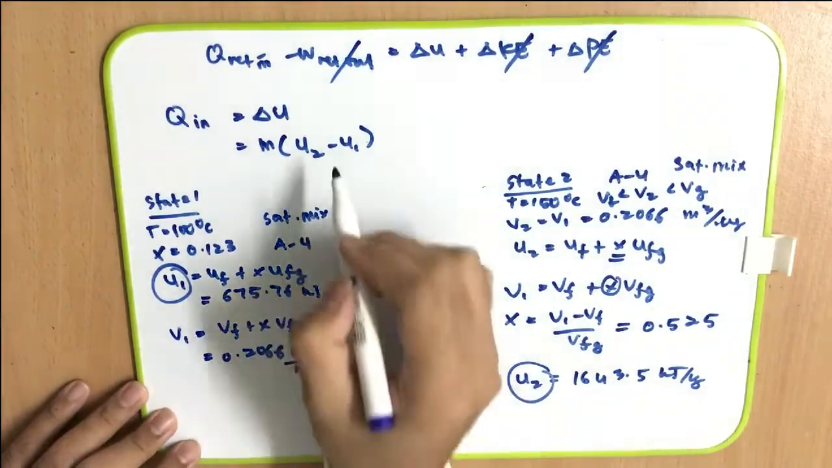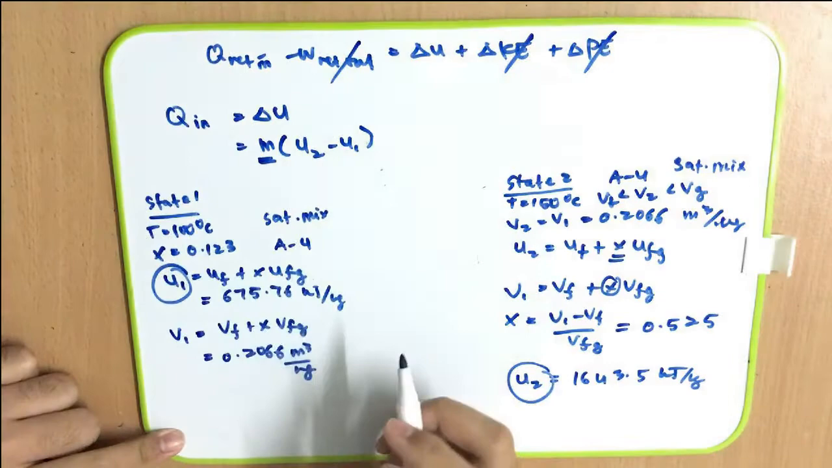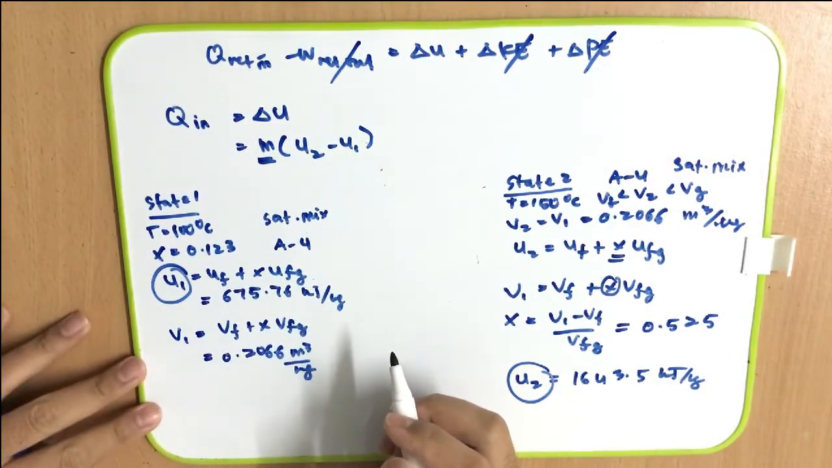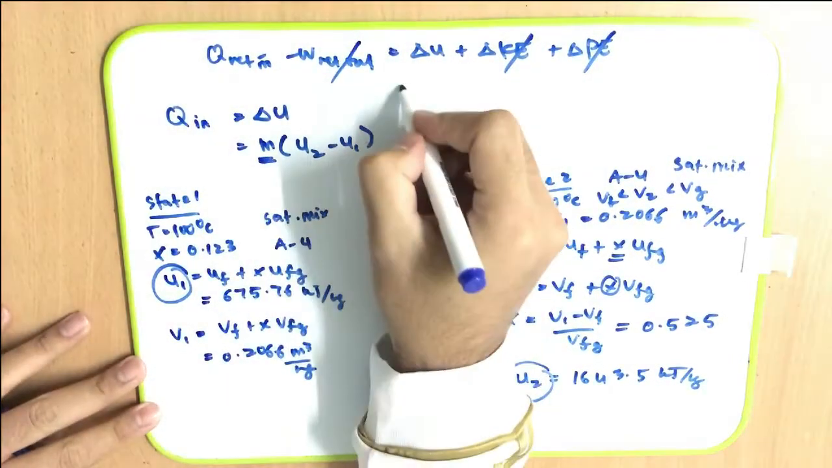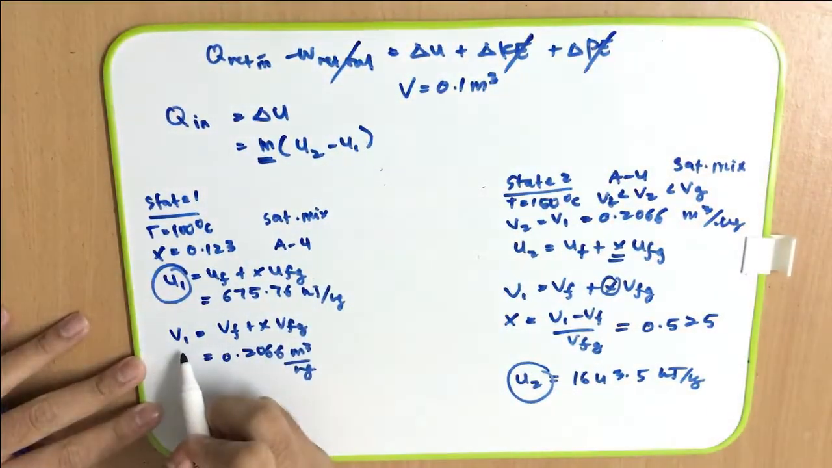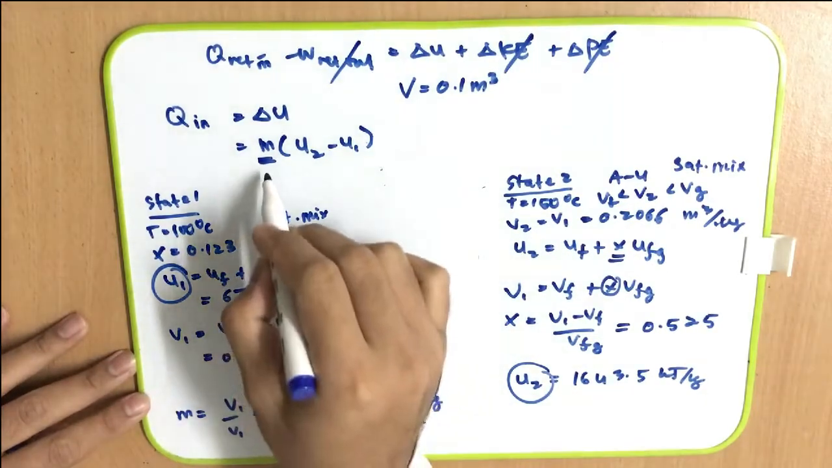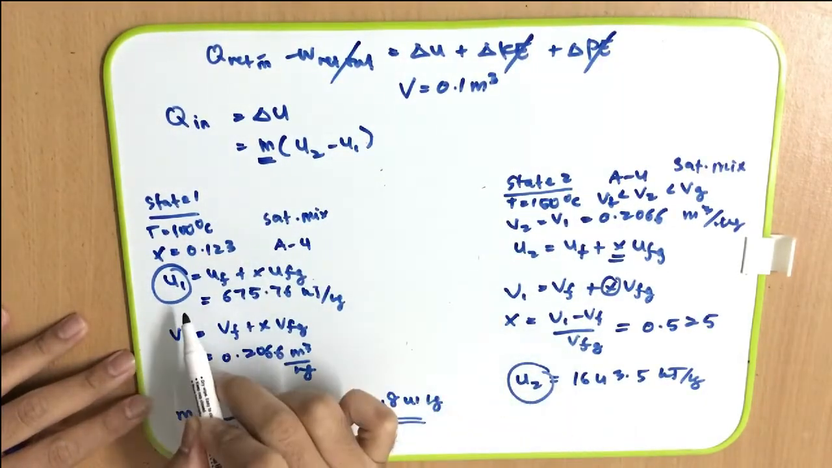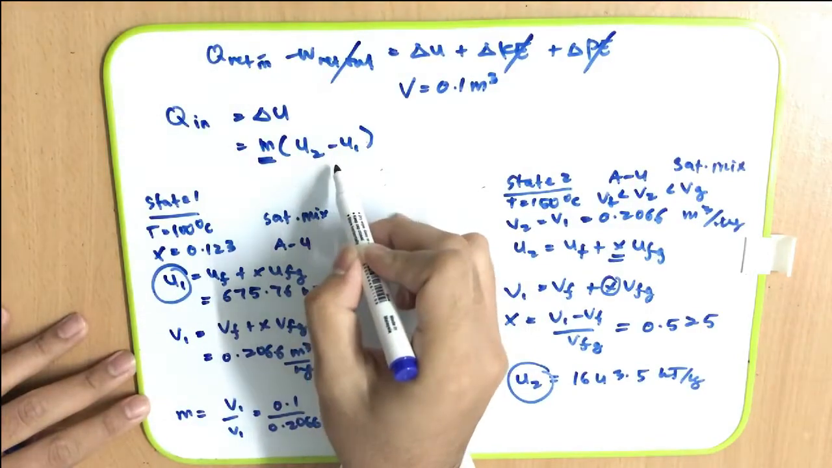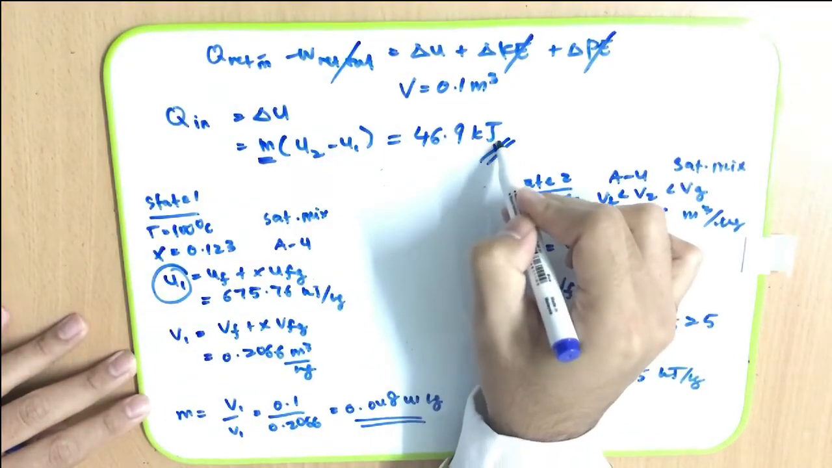So now we have found already U2 and also U1. Then we can substitute into this equation, but before that we have to find m first. So how to find m? Because we are given with volume, which is 0.1 meter cube, by using this V1, we can find m. So m, we will get 0.04841 kilogram. Then we can substitute into here, and also U2 and U1 into this equation. Then we will get the answer 46.9 kilojoule.